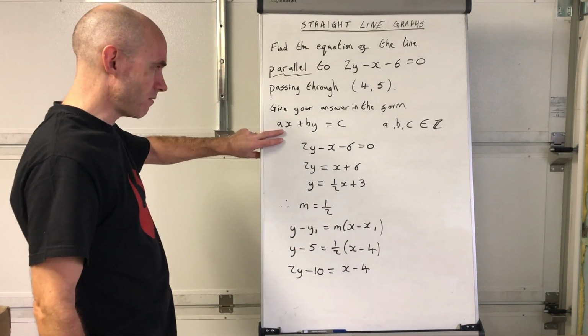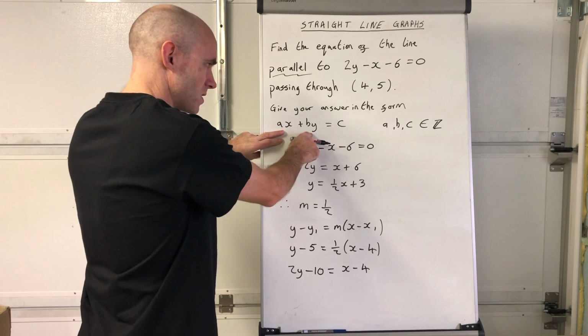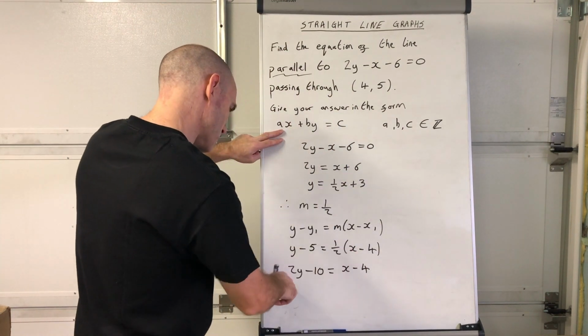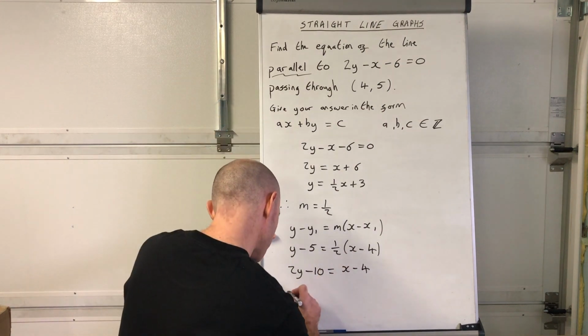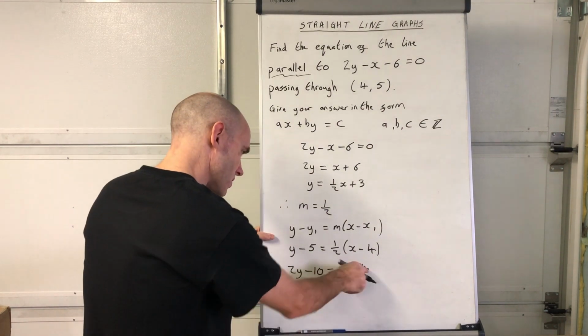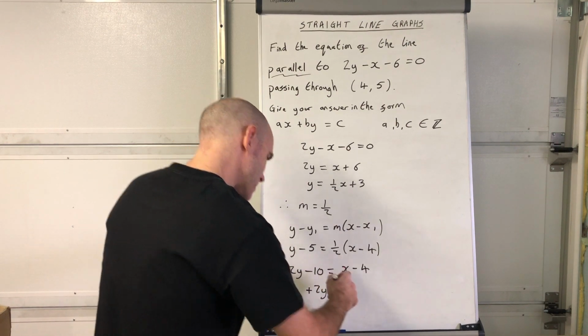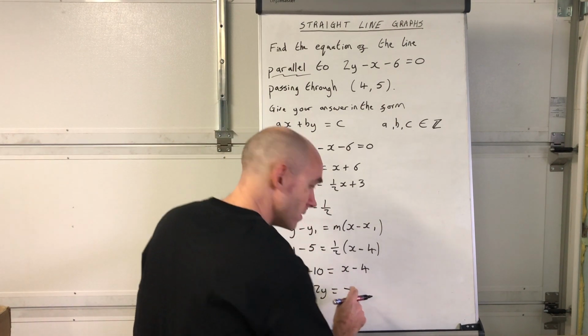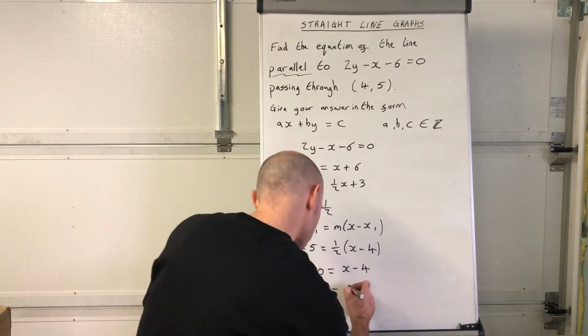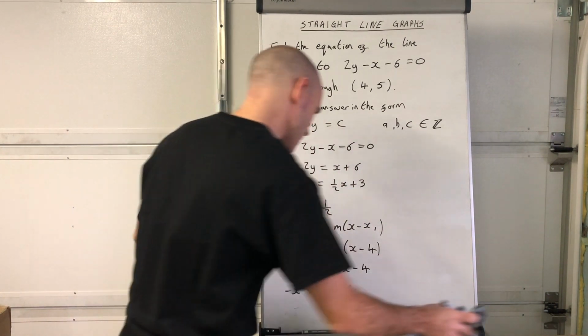Now, just to leave it in that form, that means the x and y terms have to be on the left and the constant on the right hand side. So I'm going to put that x term onto that side there. So that's going to be negative x plus 2y. Now I'm going to put that onto that side. So that's going to be negative 4 plus 10. Negative 4 plus 10 is going to be positive 6. Okay, and so that's it.